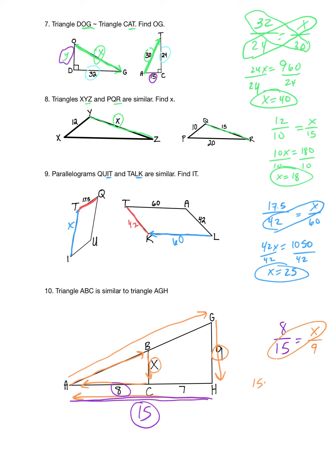15x equals 72. 15 divided out on both sides. X equals 72 divided by 15, 4.8. Is that right? Yeah. All right.